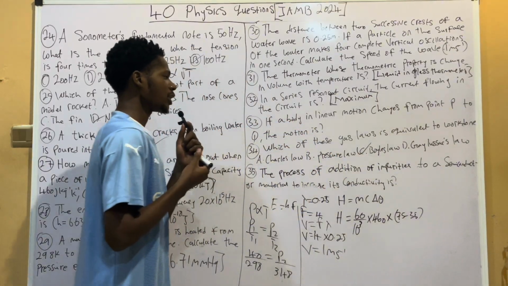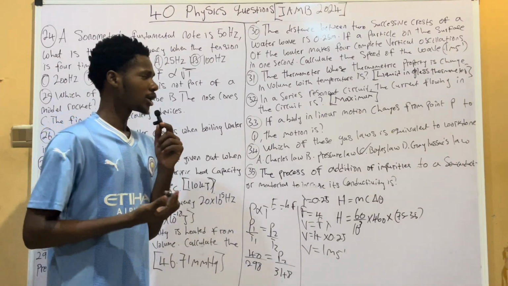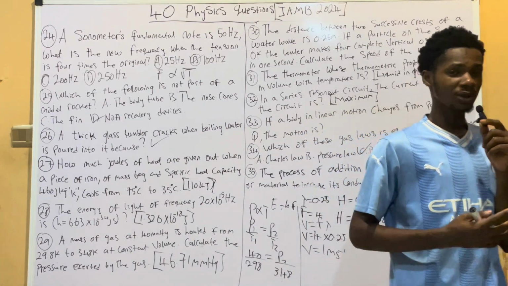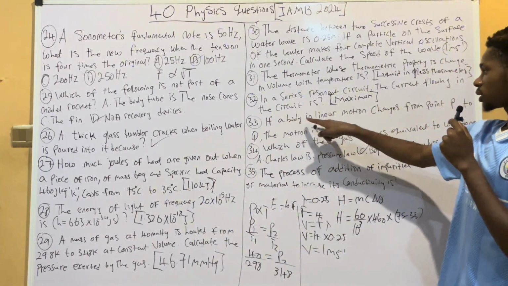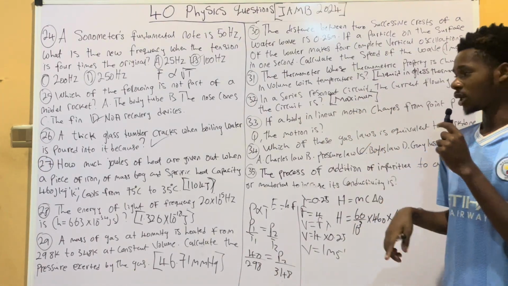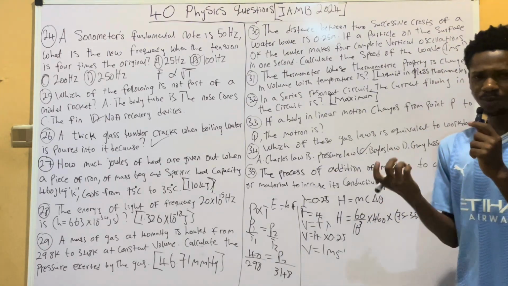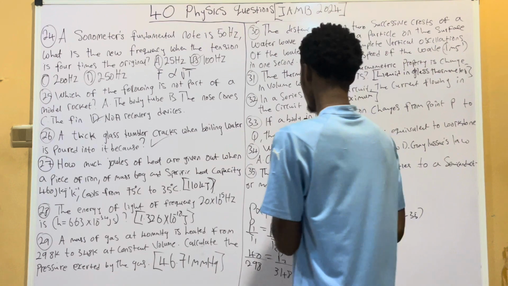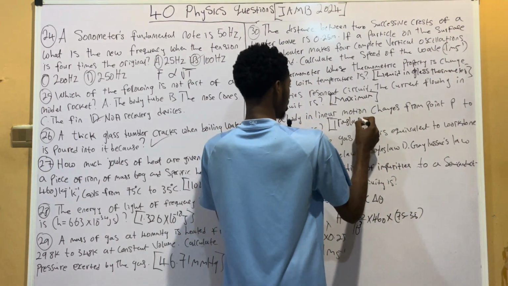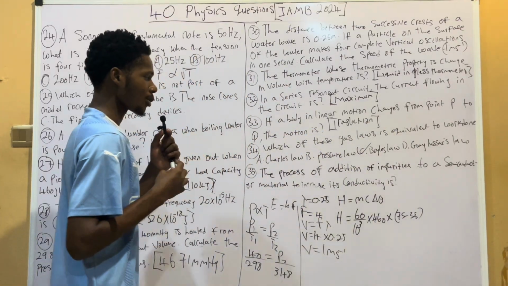Okay, question 33. If a body in a linear motion changes from point P to Q, the motion is, okay, now there are different kinds of motion: rotational, translational, oscillatory, and the likes. Now the question says linear motion, which means it's a straight path, so it can never be rotational or circular, or even SHM, because they said linear. Now from point P to point Q, what kind of motion is that? Simply the translational motion. Translational motion is simply the change in position of a body from one point to the other.